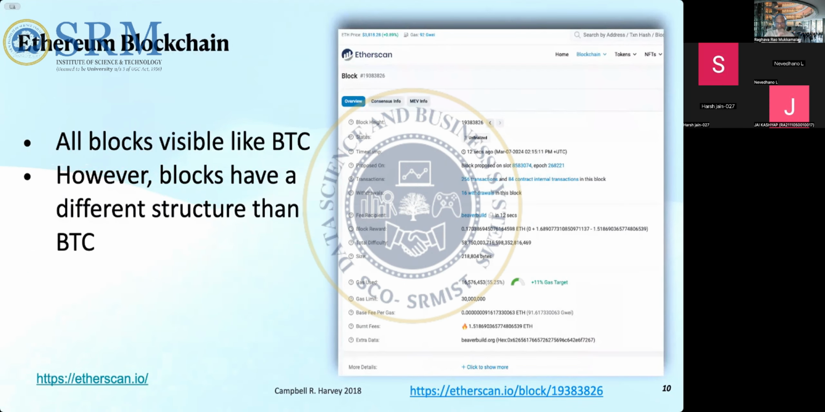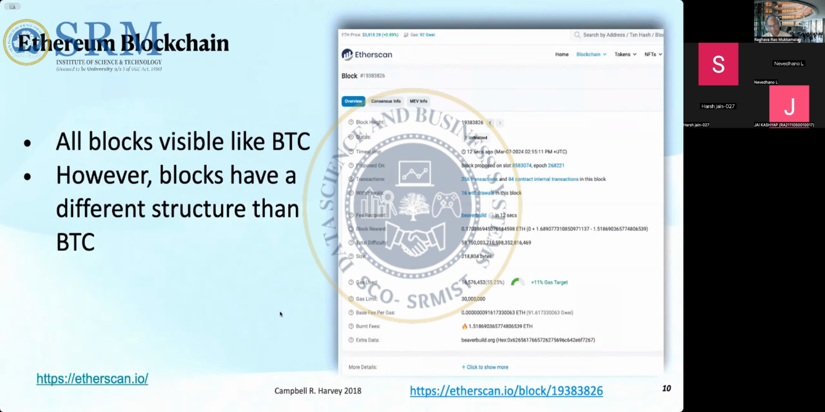If you look into the Ethereum block, it looks like this. Basically, it contains some headers, then the list of transactions and some other information like gas used and gas limit. This is the maximum limit you can specify, and some extra information, right? We will get into these details more when we come to the programming part.